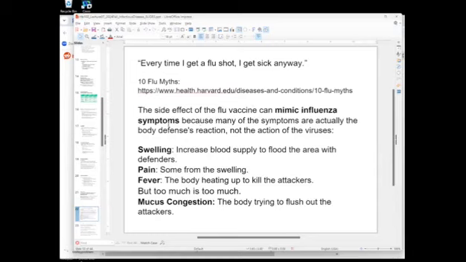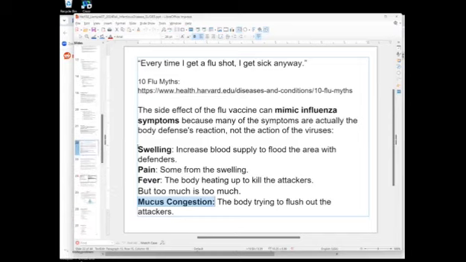Because remember, what was the point of a vaccine? The point of the vaccine is to trick your body into thinking you got infected, so that your body will start generating antibodies. So how does your body know it got infected? These are not caused by the influenza virus. These are caused by your body trying to fight off the virus. Not everybody feels these things.